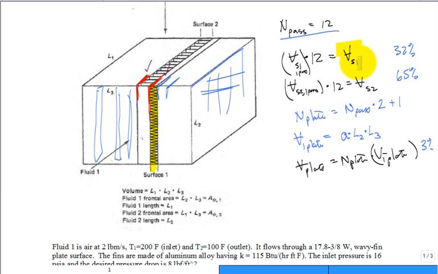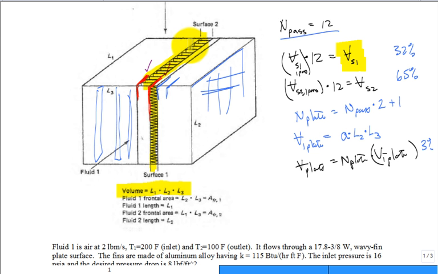Total volume, of the total volume. Oh, how did we get the total volume? Yeah, it's right here: L1, L2, L3. And then the same for the other passage. So I have 12 of those for a surface. But the tricky part is how many plates and how much do they occupy.